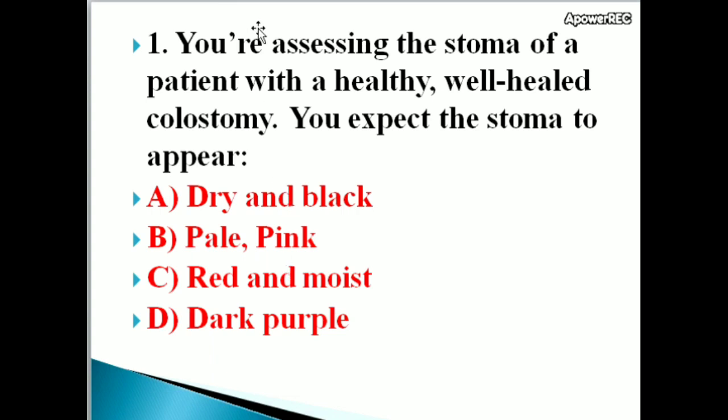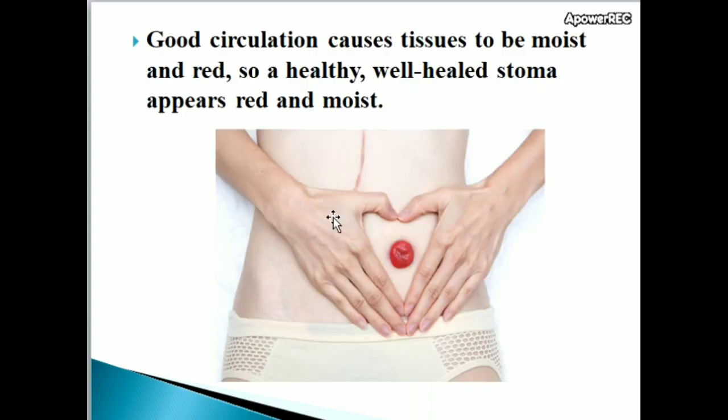Correct answer is red and moist. So in a patient with a healthy, well-healed colostomy, the stoma will be red and moist. Don't forget, good circulation causes tissues to be moist and red. So a healthy, well-healed stoma appears red and moist. From the picture you can understand a well-healed stoma.